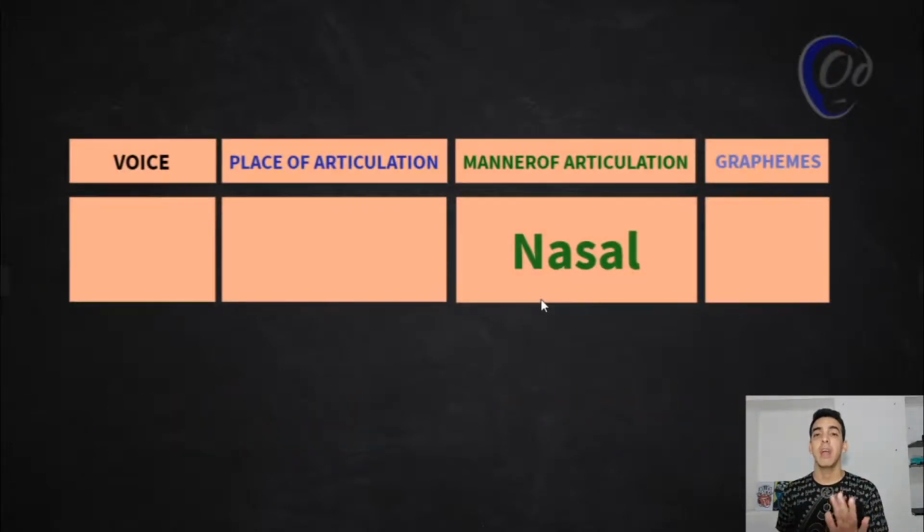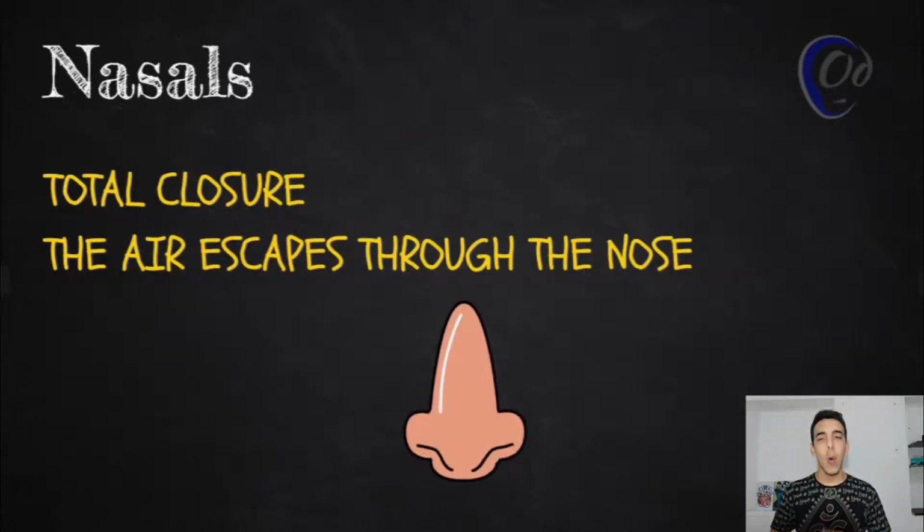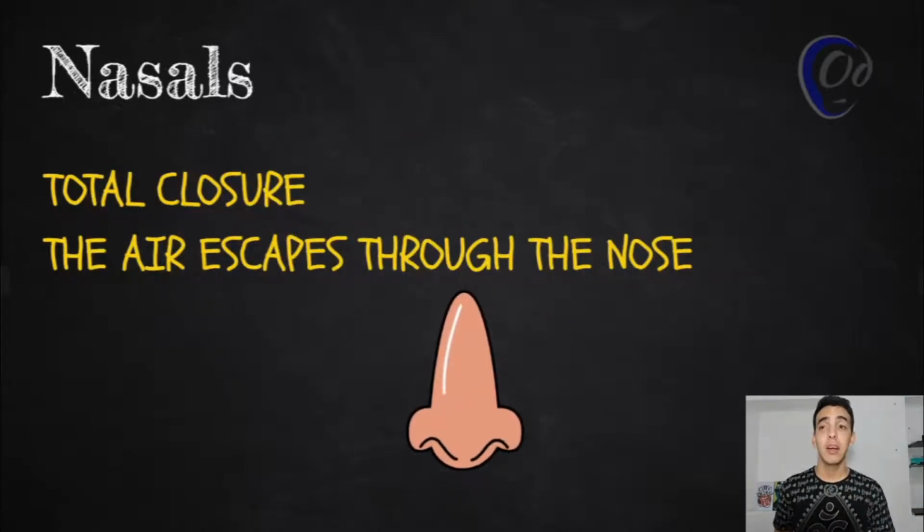Let's go on. Now we are with nasal sounds. Nasal sounds. Why do we call them nasal? The manner of articulation is the way the air escapes. Why do we call them nasals? Because the air comes out through the nose.